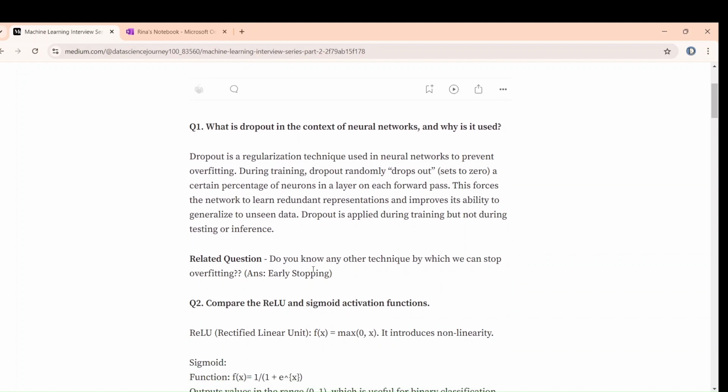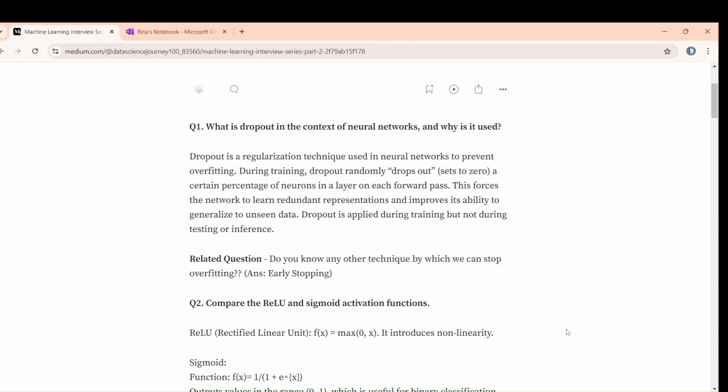Now suppose the interviewer asks you, can you tell me any other technique to reduce overfitting? Then you can say, yeah, there are many techniques, but you can also talk about the early stopping technique. What is early stopping? Early stopping is where the machine automatically detects where the training loss is getting reduced but the validation loss is not getting reduced. There it will stop the training and restore the best weights where the loss and the validation loss were at their minimum. Those are fetched and the model stops training. That is known as early stopping. That is also a technique to reduce overfitting.